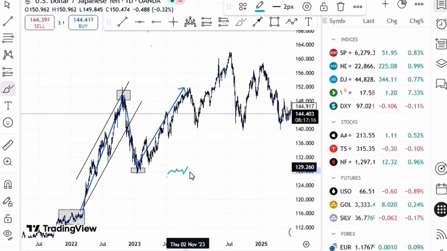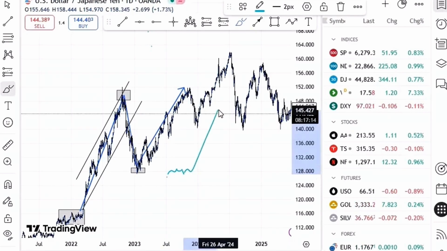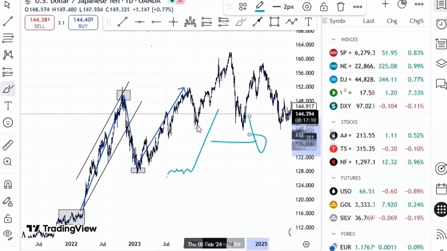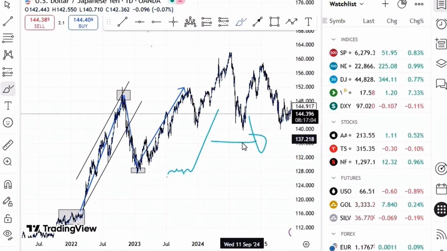and then shoots to the upside. This is what we call an impulse, right? This here is an impulse. This is an impulse, right? This is what we call an impulse.